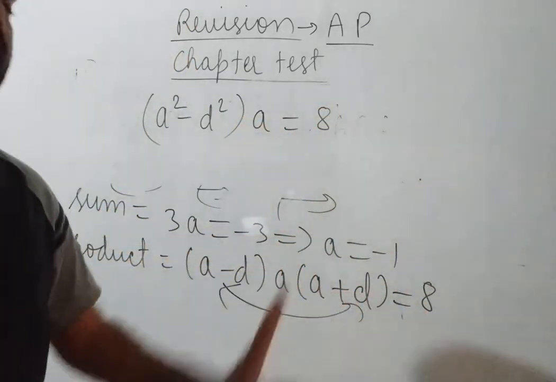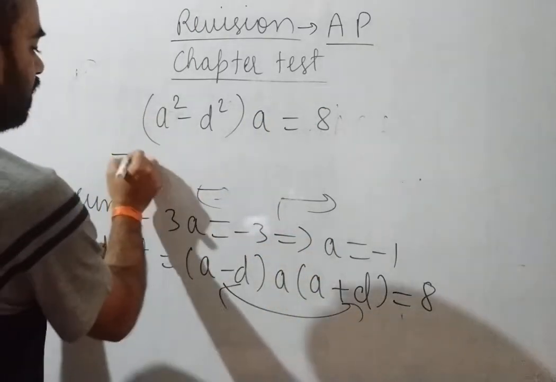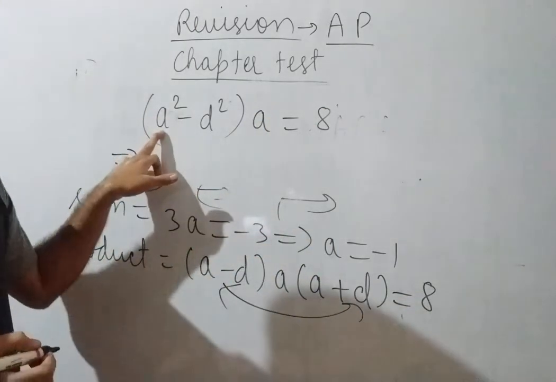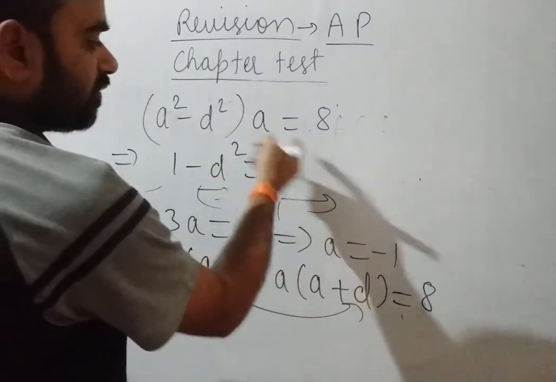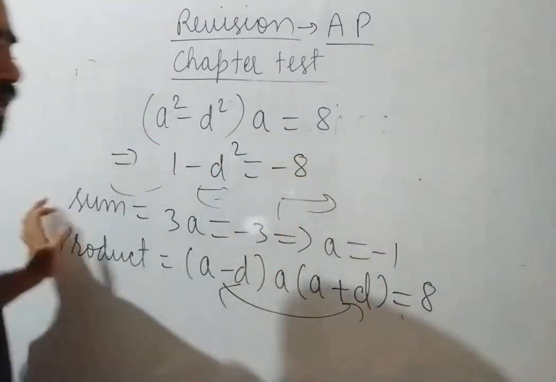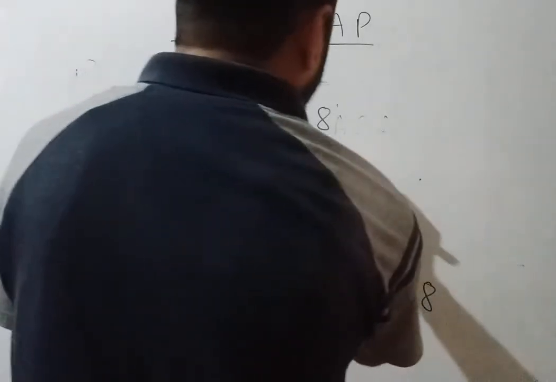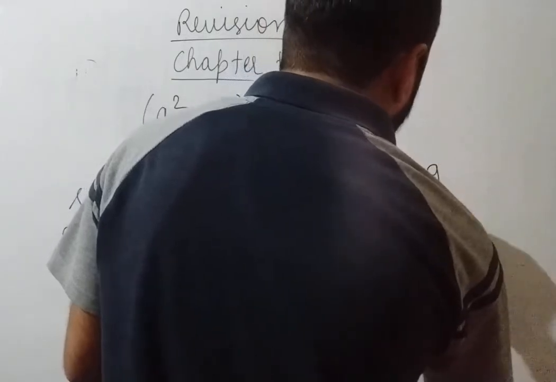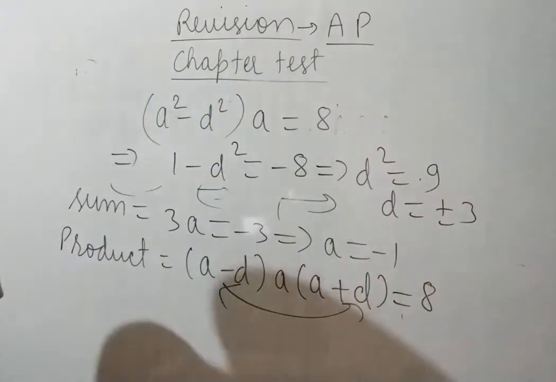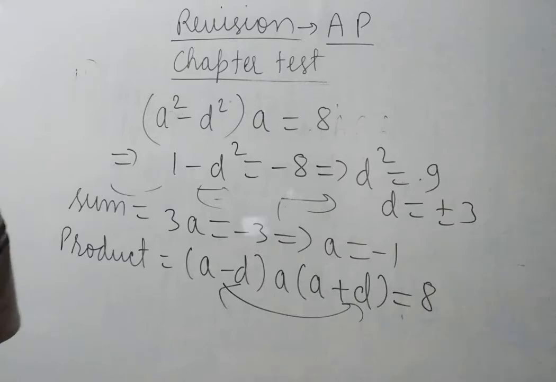Already we have calculated A as minus 1, substitute the value. A is minus 1, square, what will come? 1 minus D square, and A again minus 1, so this will give minus 8. Now finally what will come? D square will be 9, it means D is equal to plus minus 3.